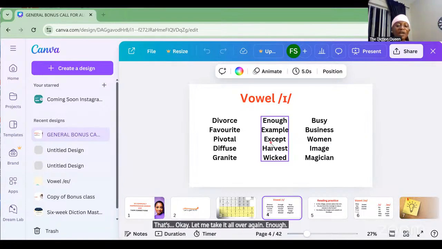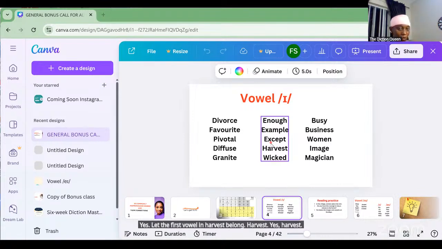Okay. Let me take it all over again. Again, not again. Again. Okay. Yes, let me take it all over again. Yes, ma'am. Enough. Yes, ma'am. Example. Okay. Accept. Yes, I love that you corrected yourself. Accept, okay? Harvest. Yes, let the first vowel in harvest be long. Harvest. Yes, harvest.